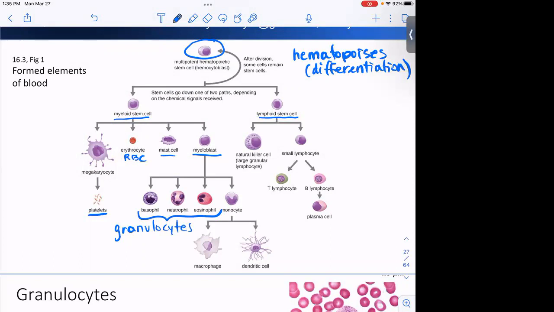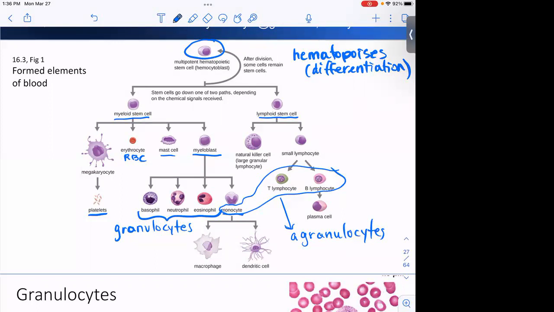Sites. The basophils, neutrophils, and eosinophils are considered granulocytes because they have granules, and we'll talk a little bit about what's inside those granules. And then monocytes, when they leave the bloodstream, will differentiate into either macrophages or dendritic cells. The monocytes, along with the lymphocytes here, are considered agranulocytes. A meaning without, so they don't have those granules.